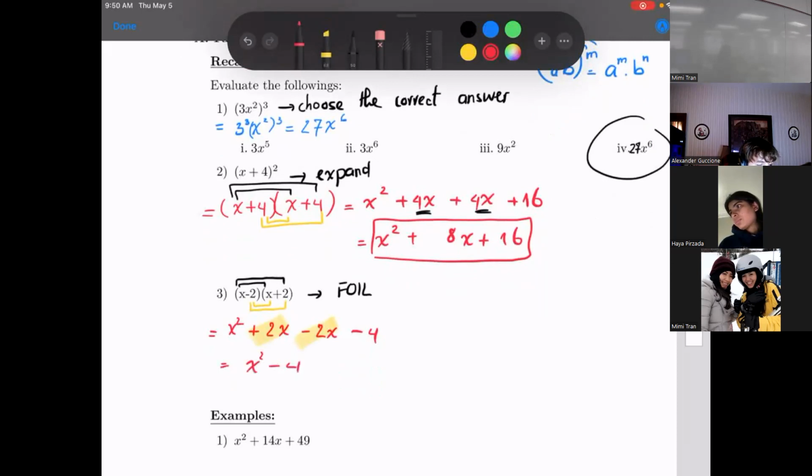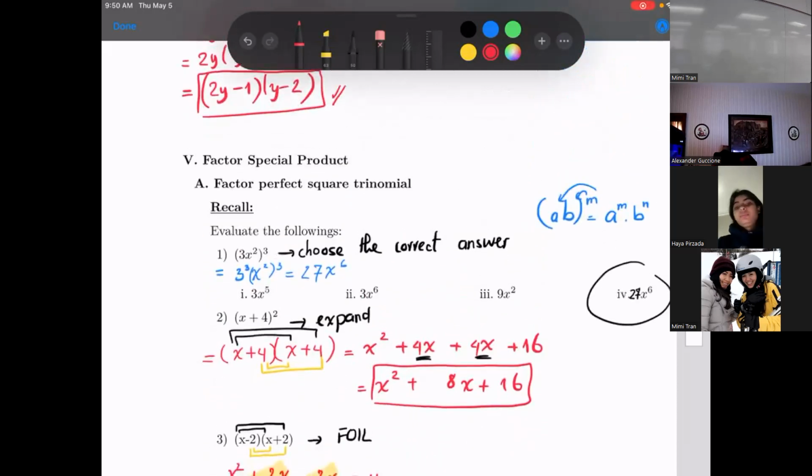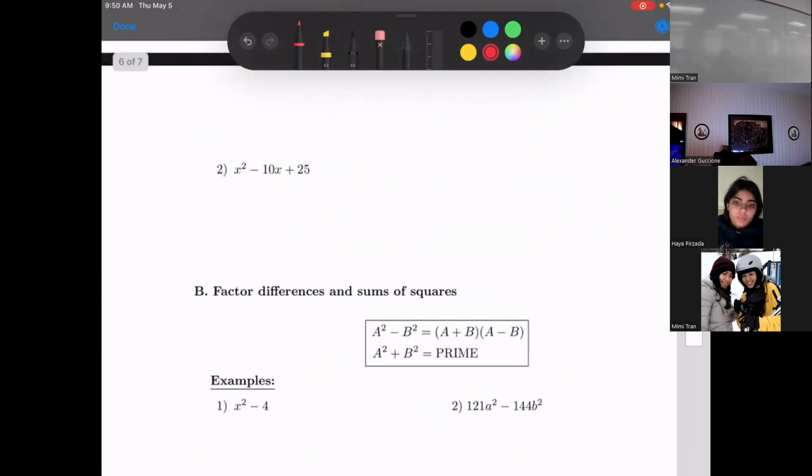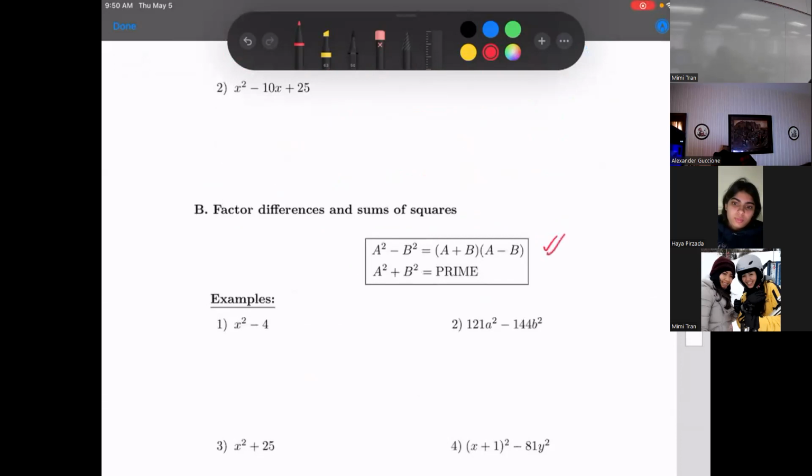Do you guys remember what this is called? Difference of squares. Yeah, difference of squares. Did I give it to you? Let me see. Yep, I do. Right here, down here. If you have a squared minus b squared, then it's a plus b times a minus b. If you have a squared plus b squared, then that's prime, right?